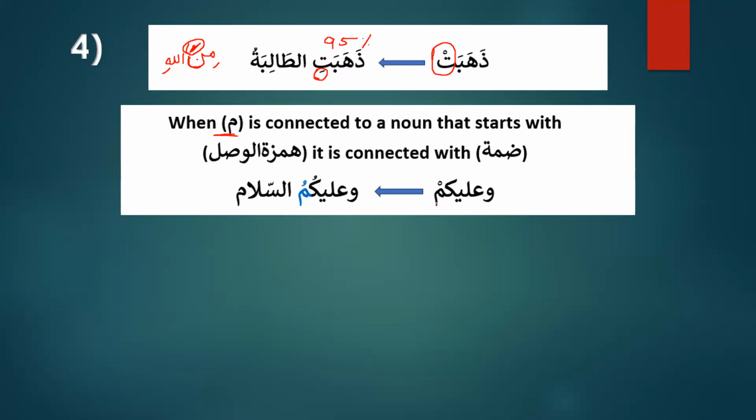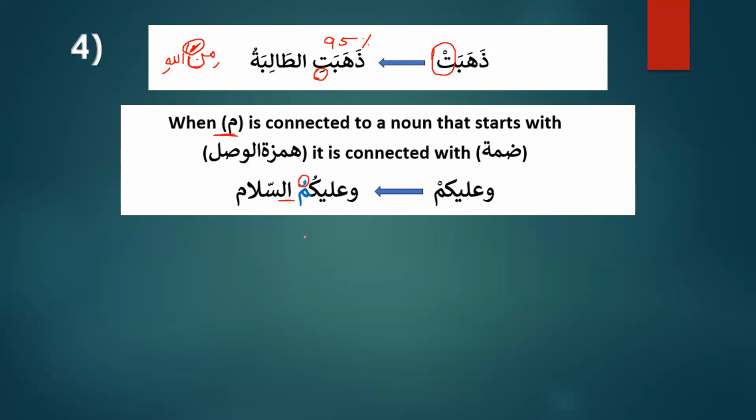For example, we say wa alaykum, so we know that the ending is sakin. But when you want to connect it with al, or with Hamzat al-Wasl, we will connect it with Dhamma, so it becomes wa alaykumus salamu. So meem is the second exception, that whenever you connect meem with Hamzat al-Wasl, it will be connected with Dhamma. Okay, that's the first exception with meem.